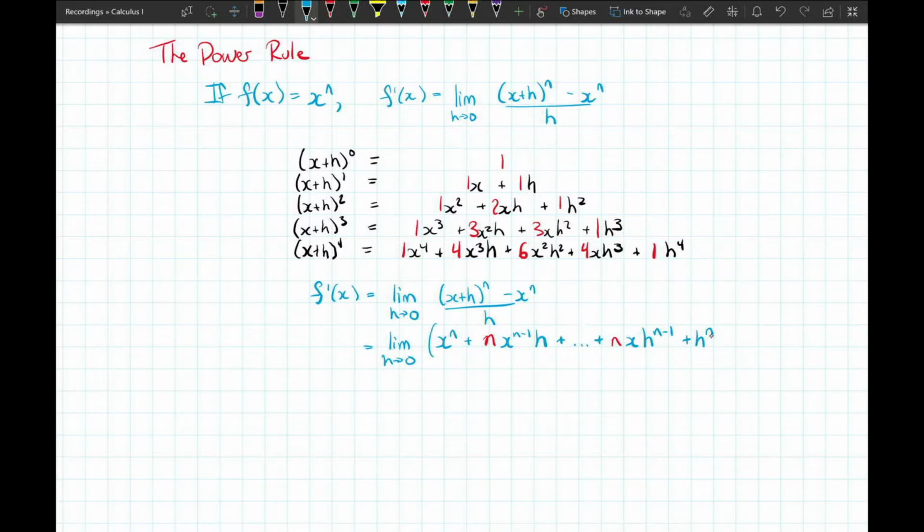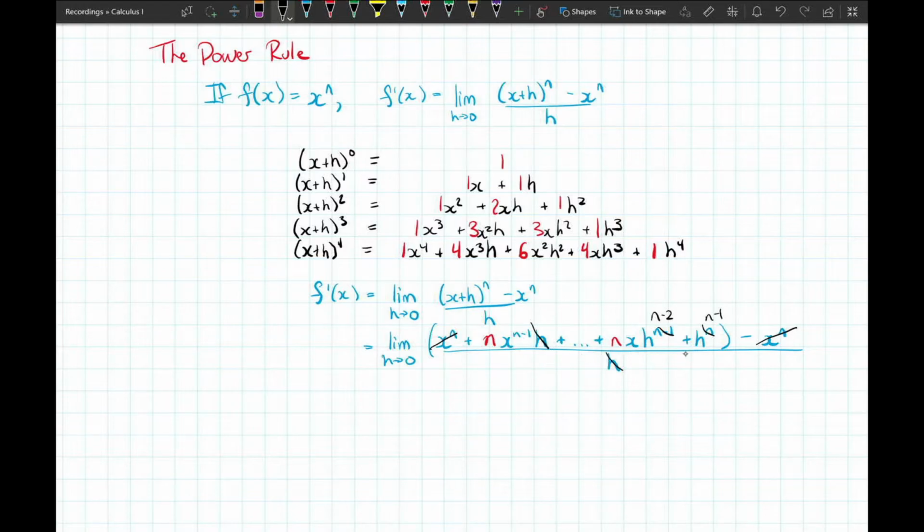Now from all of that, we're subtracting x to the n. So we can see the x to the n's cancel, and we have an h in every remaining term that will cancel the h in the denominator. When we cancel the h, every one of the h's is going to be reduced by 1. And then you can see we have one term where there is no more h's, and that is our n x to the n minus 1.